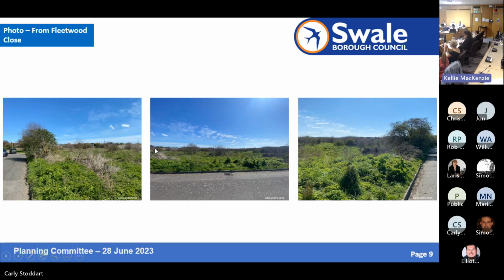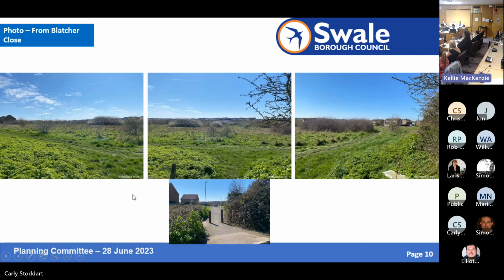And then moving to Fleetwood Close. So again, the photograph is me standing looking directly across the site towards Heron Drive, and then a left and a right look across the site. And then looking here from Blatcher Close. So I'm again standing there looking in the central one, looking directly across, and then a left look and a right look. So you have Lapwing Close properties here, Fleetwood Close properties here.